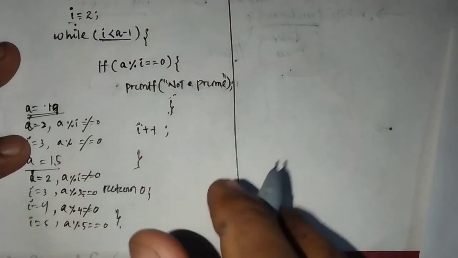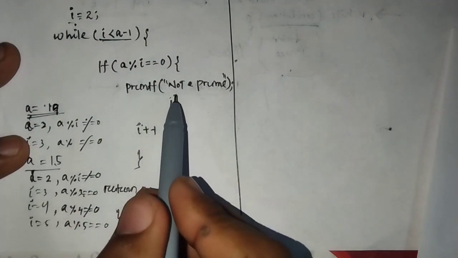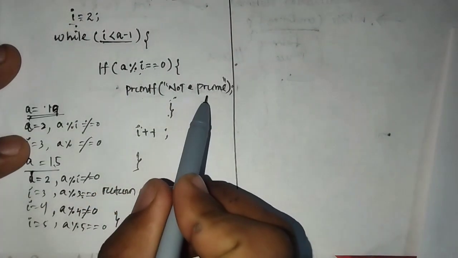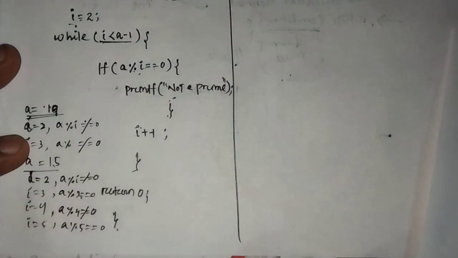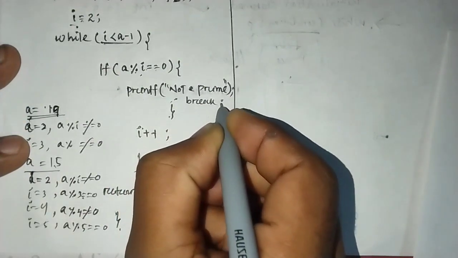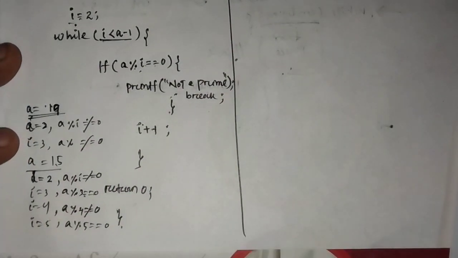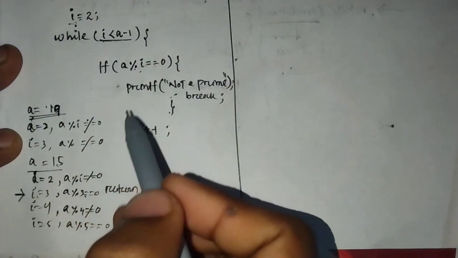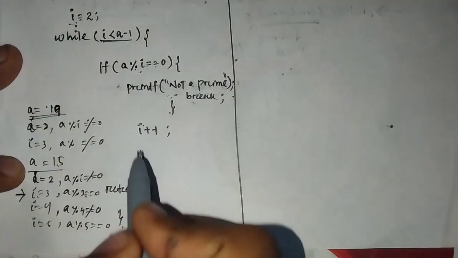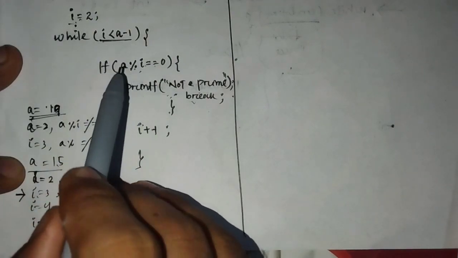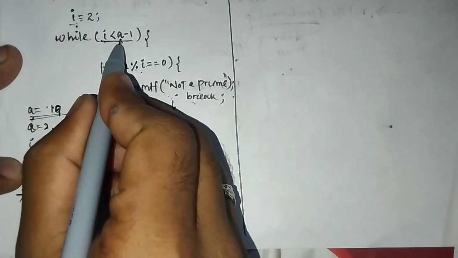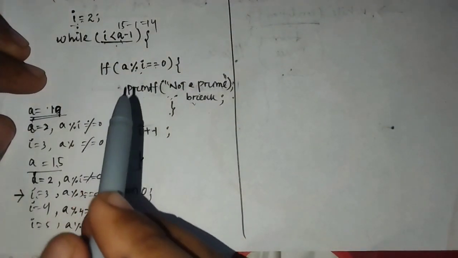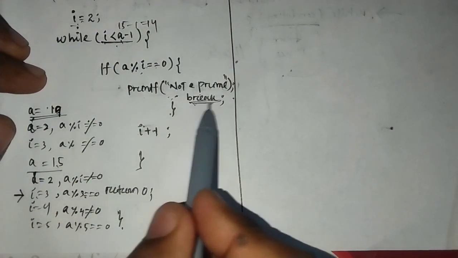In this example, if we find any number whose modulus gives 0, then directly print "not a prime", then come out of the entire loop. So for this purpose we use the break statement here. If we use the break statement, then when the value of i is updated to 3, it will tell us not a prime number, then it will come out of the loop. It will not iterate till 14, because here the value of a is 15 minus 1, that is 14. So it will exit the loop when it reads this break statement.